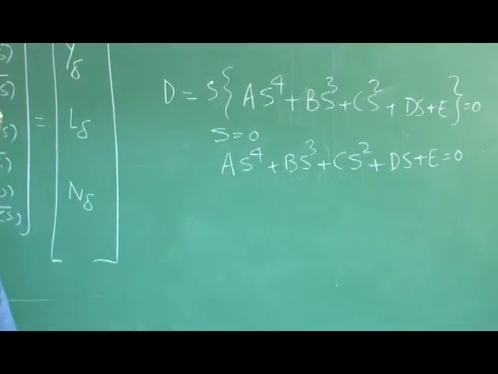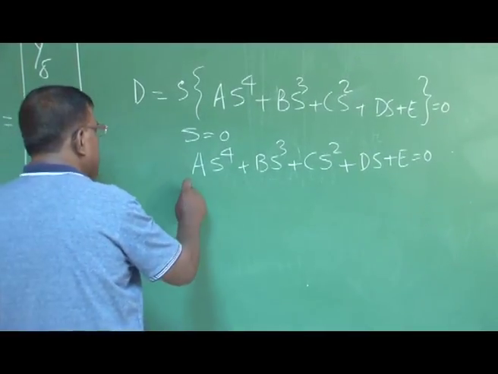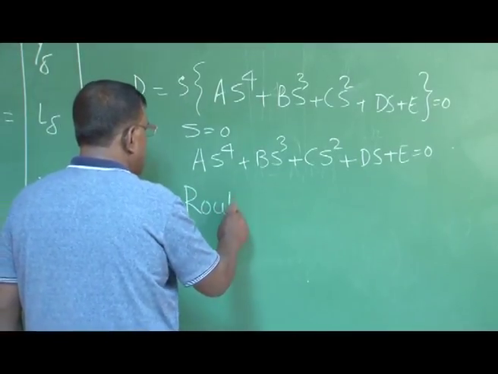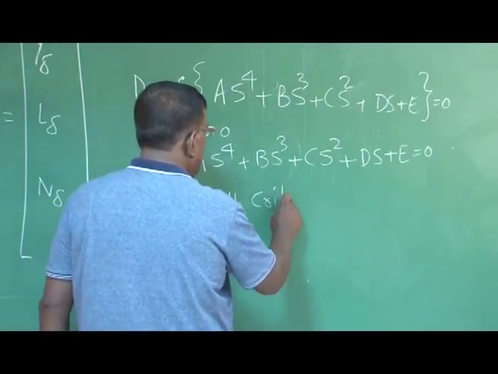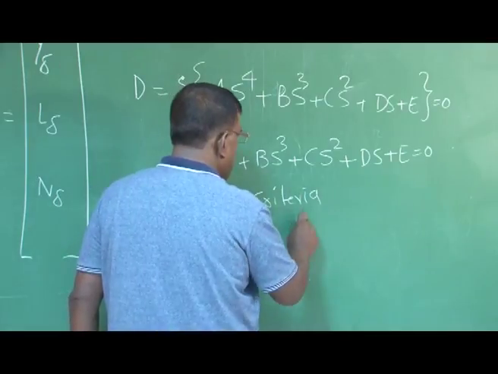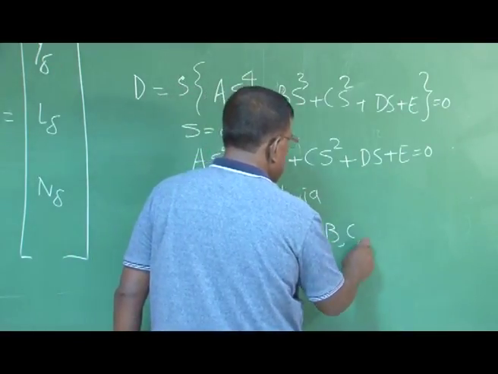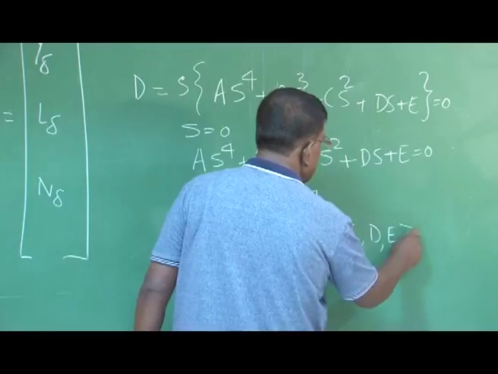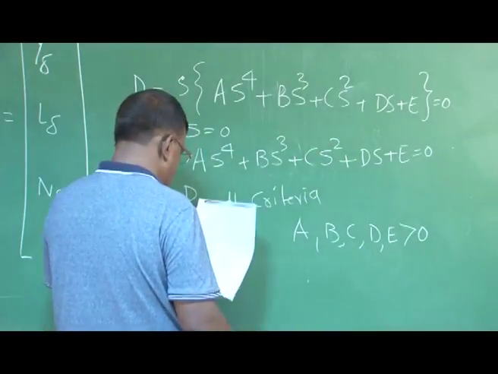Now, from this again we have to apply the Routh criteria, and you know for the Routh criteria, A, B, C, D, E greater than 0 has to be satisfied.